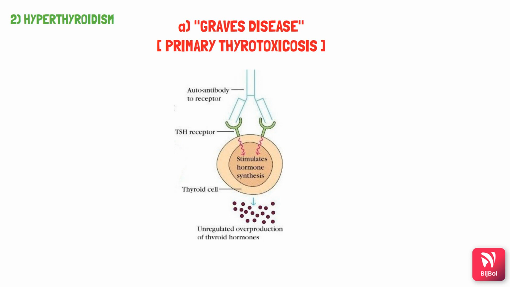But due to some changes in the body, autoantibodies are formed which stimulate the TSH receptors and increase the production of T3 and T4 dramatically. Because of this, there is a sudden increase in the production of thyroxine hormone. This results in swelling of the gland.